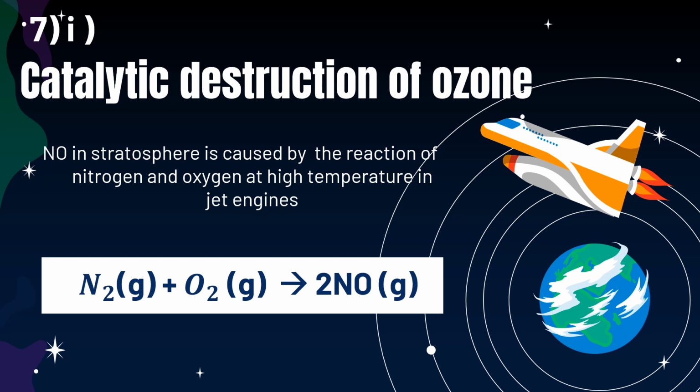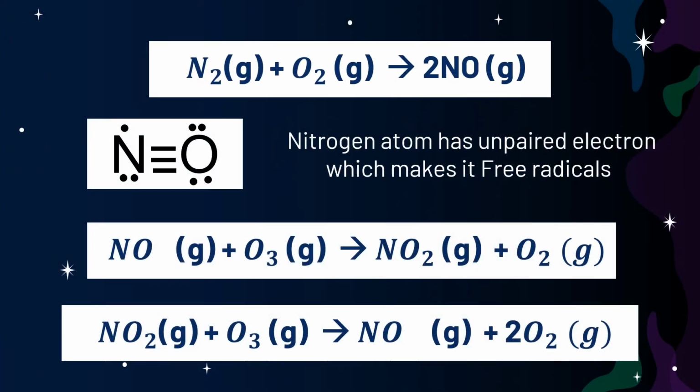Nitrogen monoxide in the stratosphere is caused by the reaction of nitrogen and oxygen at high temperature in jet engines. The reaction equation is nitrogen reacts with oxygen to form nitrogen monoxide. As we can see, based on the Lewis structure, the nitrogen atom in nitrogen monoxide has an unpaired electron, which makes it a free radical. A free radical is a highly reactive species.